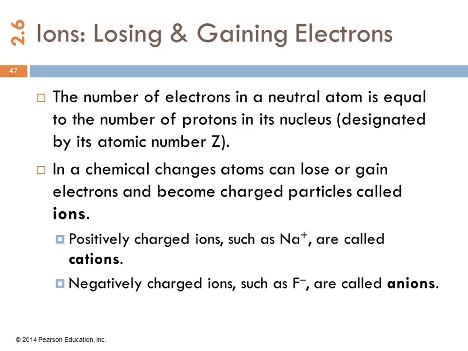So if we gain or lose electrons, then the balance between positives and negatives is messed up, and we get ions. Ions are charged atoms. Cations are positive, anions are negative.